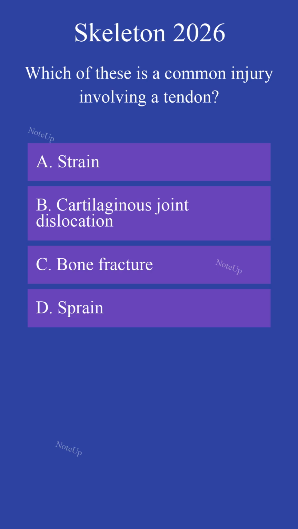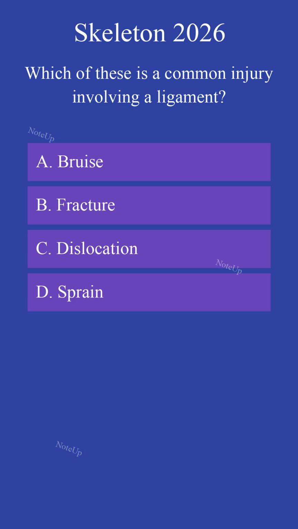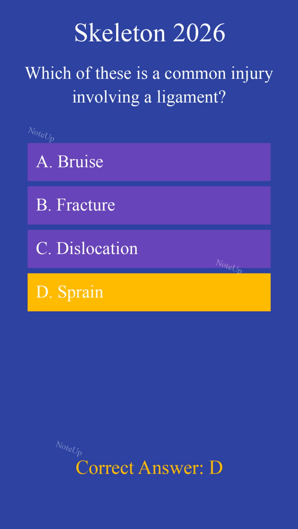Which of these is a common injury involving a tendon? The correct answer is A, strain. Which of these is a common injury involving a ligament? The correct answer is D, sprain.